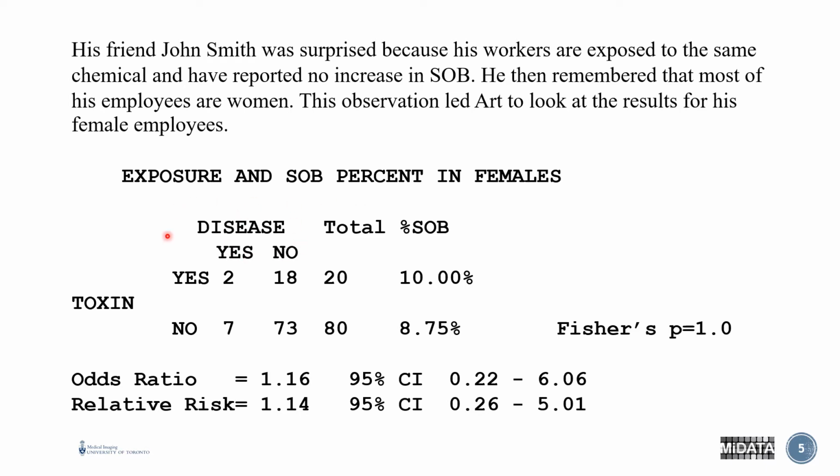Okay, so we have disease yes, no, we have toxin yes, no, and if we look at the numbers, we have 10% have SOB when they're exposed and 8.7% have SOB when they're not exposed. Once again, we can calculate the odds ratio and the relative risk. In this case, interestingly, the odds ratio and the relative risk are very, very close.